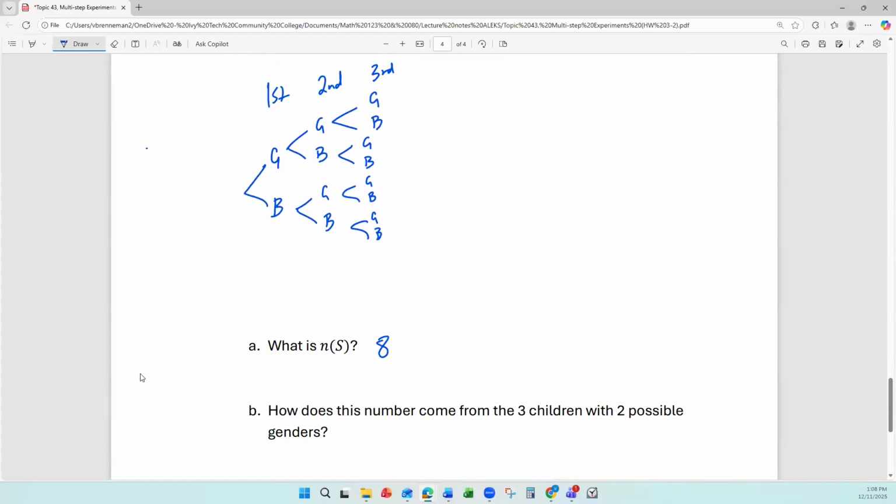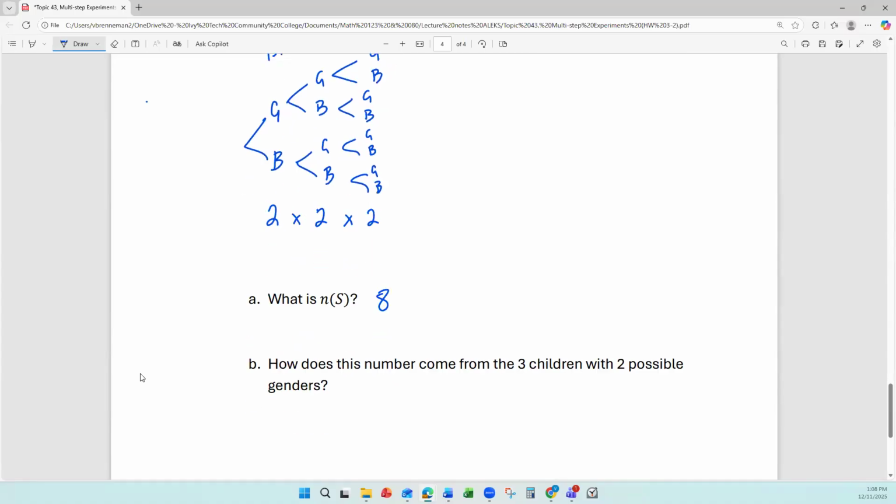How did that 8 come about? There were 2, split into 2 groups of 2. And then each of those split into groups of 2, so now 4 groups of 2. What's happening? Those are getting multiplied together. 2 times 2 times 2, or 2 to the third power, equals 8.